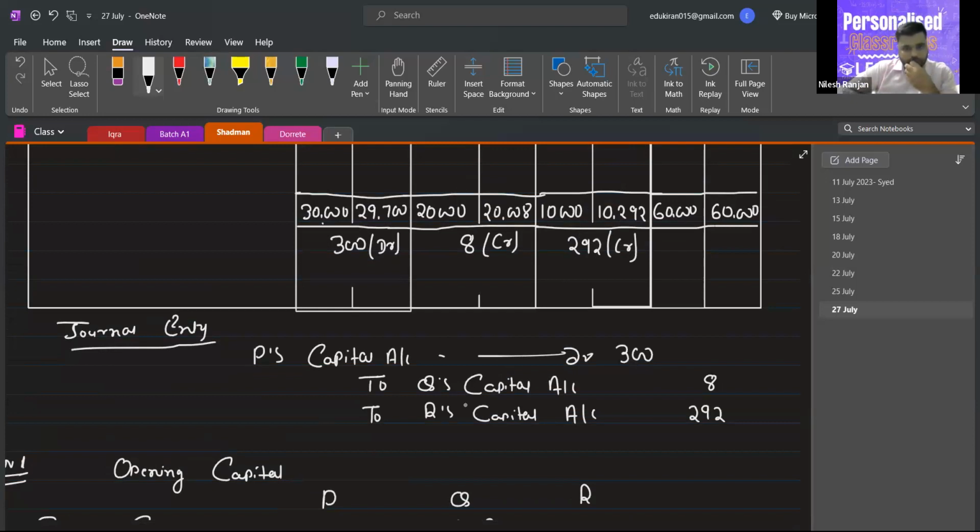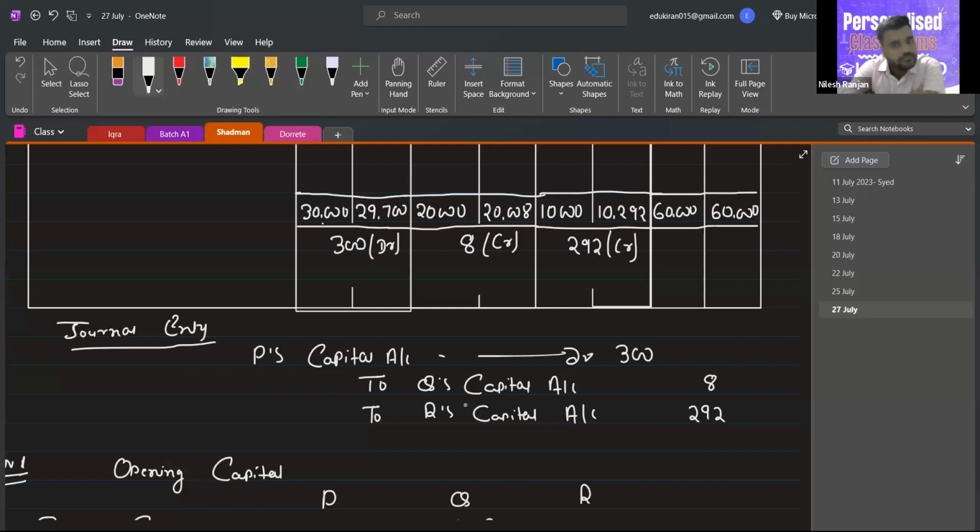Okay, sir. Q and R's capital accounts will increase. Actually, there is no cash transaction here. Their capital accounts will be adjusted with this amount. So when a capital account is reduced, it is written on the debit side, and if a capital account increases, then we write it on the credit side.